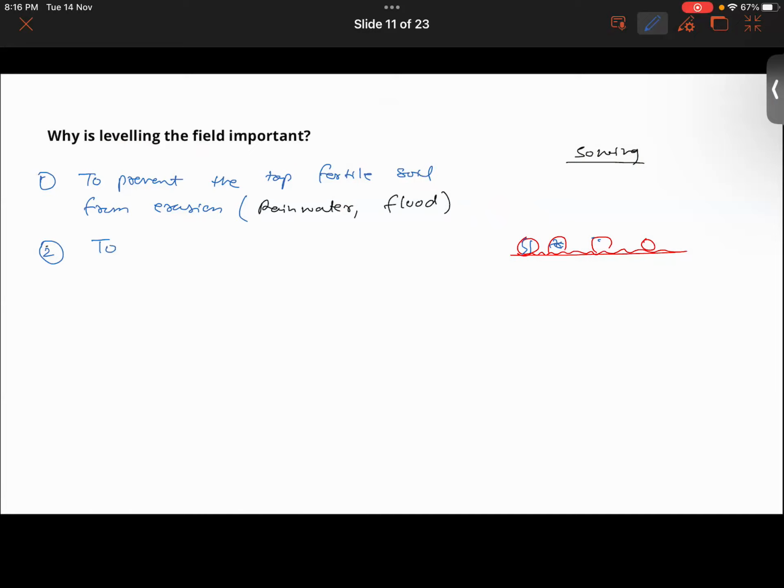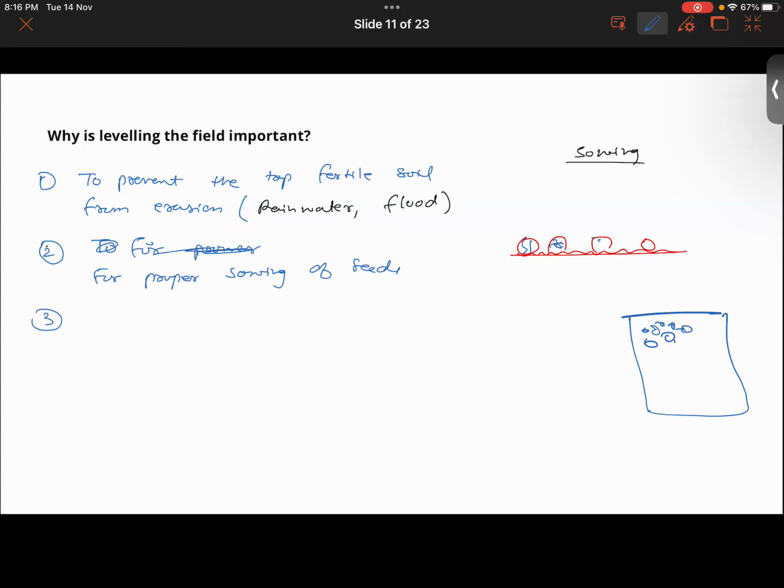To prevent the birds eating the seeds. Or we can say, for proper sowing of seeds. Okay. Third thing is that if I have a field in which large pieces of soil crumbs are accumulated, water logging can be there, right? So the third reason why leveling is important is to avoid water logging.